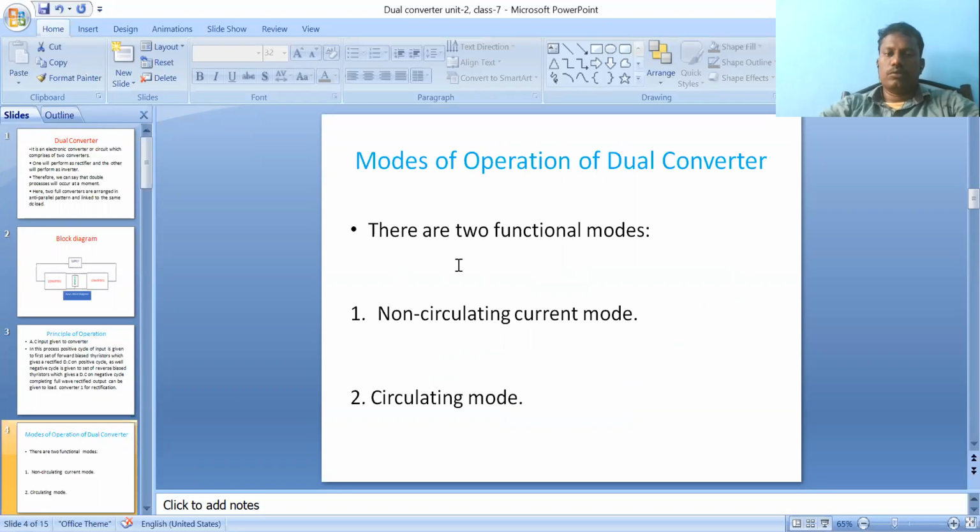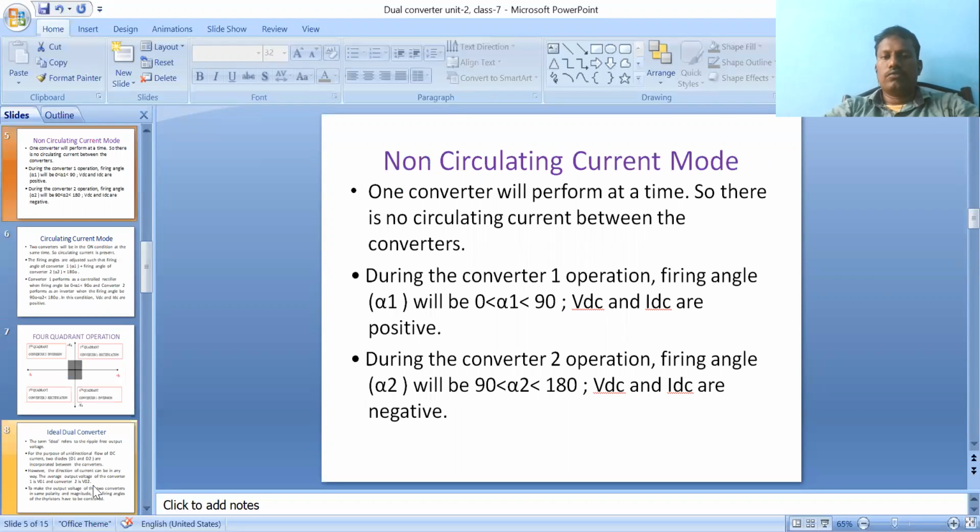There are two modes of operation. One is the non-circulating current mode and the other is the circulating current mode. First, what is meant by non-circulating current mode? One converter will perform at a time, so there is no circulating current between the converters. This dual converter has two converters, and first one converter will be operating. So converter 1 will operate.